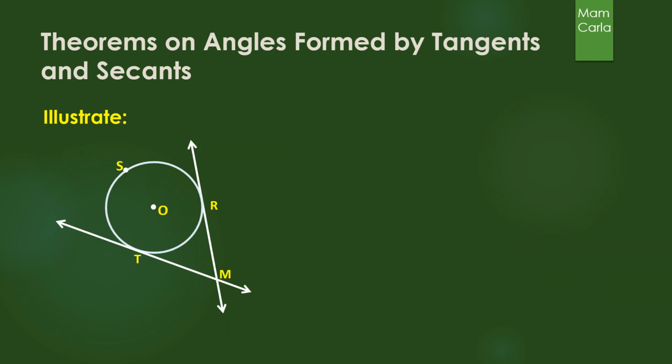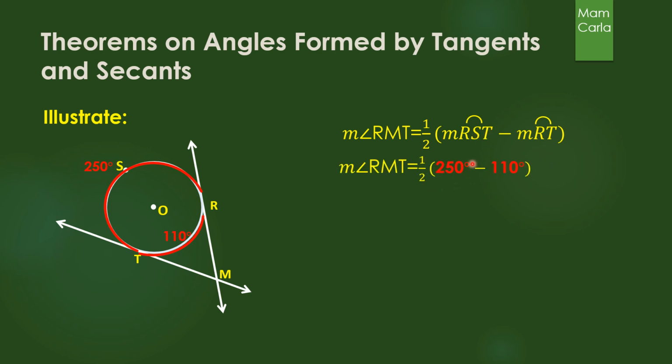Let us have this example. Given that the measure of arc RST is 250 and the measure of arc RT is 110, let us find the measure of angle RMT. So we can obtain the measure of angle RMT equals 1/2 times the measure of arc RST minus the measure of arc RT. Substituting the values of arc RST, which is 250, and arc RT, which is 110.